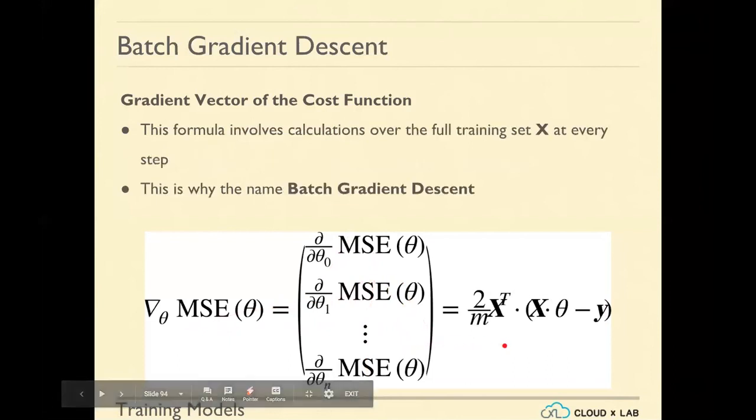Now this formula involves calculation over the full training set X at every step. So what's happening here is that we are computing this mean square error. This will give us a vector where the first element will contain the rate of change with respect to theta naught, and so on.